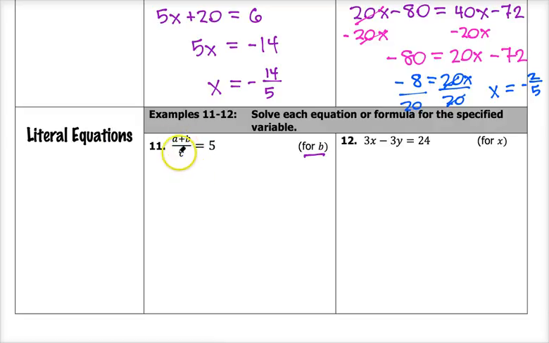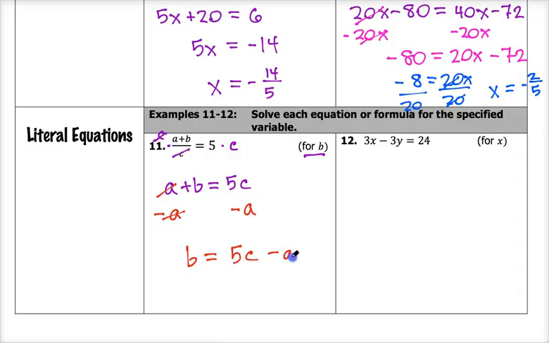I'm going to start out by getting rid of my c, since it's a denominator, and I can do that by multiplying both sides of the equation by c. So multiplying on the left side will cancel out that denominator. I'm left with a plus b. On the right side, I get 5c. From there, to get b by itself, I need to get rid of a, and I can do that by subtracting the a from both sides. So this equation solved for b is b equals 5c minus a.